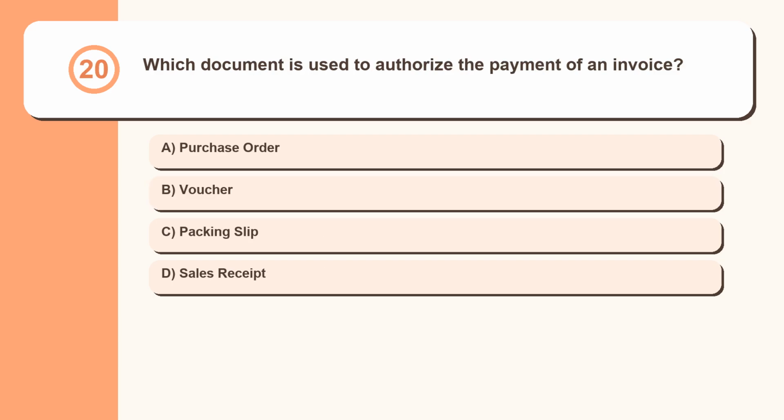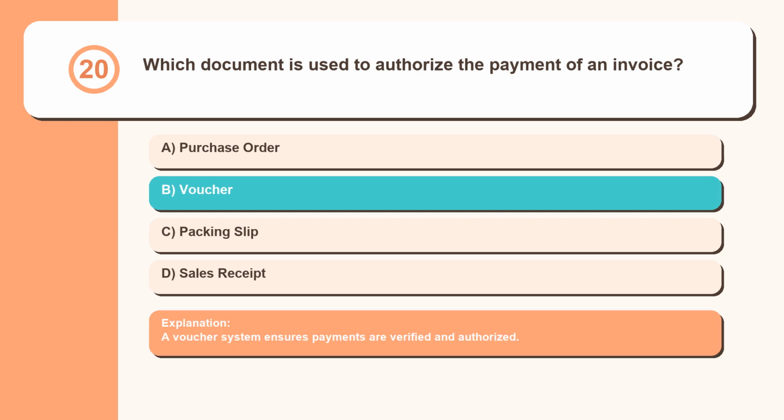Question 20. Which document is used to authorize the payment of an invoice? Purchase order, voucher, packing slip, sales receipt. A voucher system ensures payments are verified and authorized.